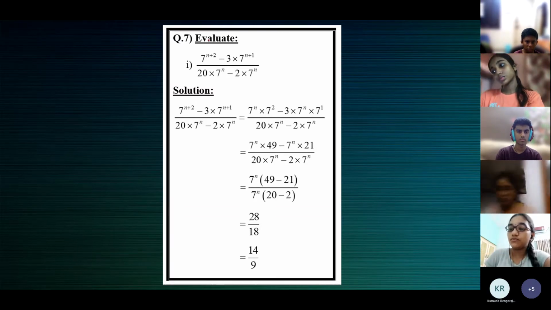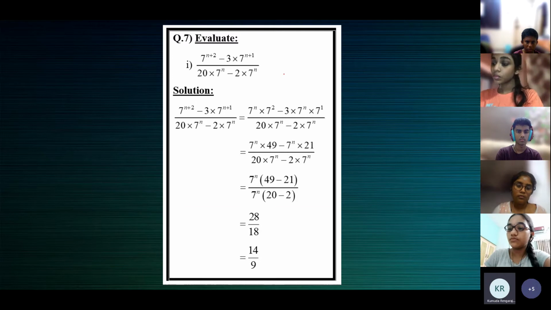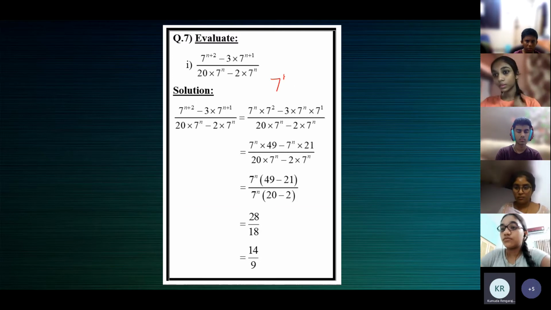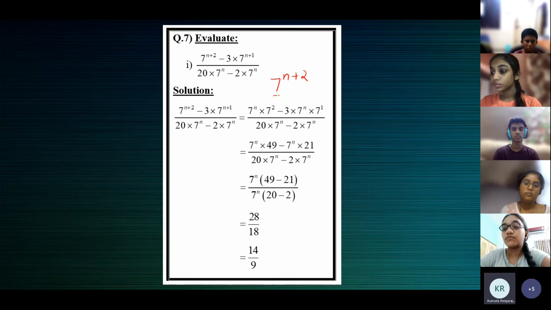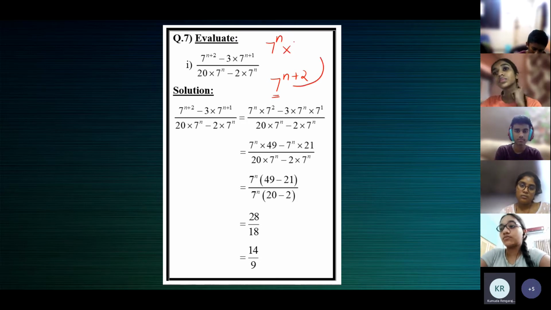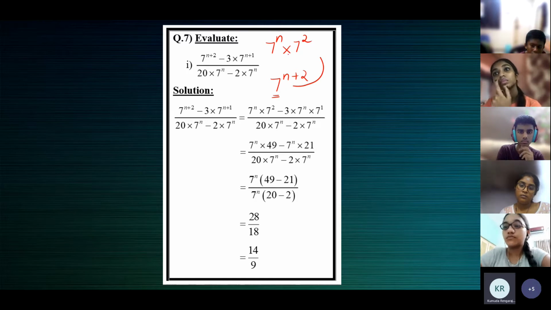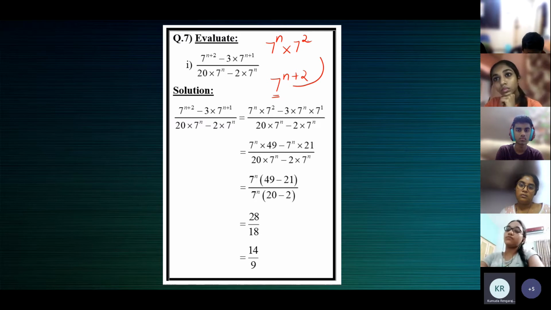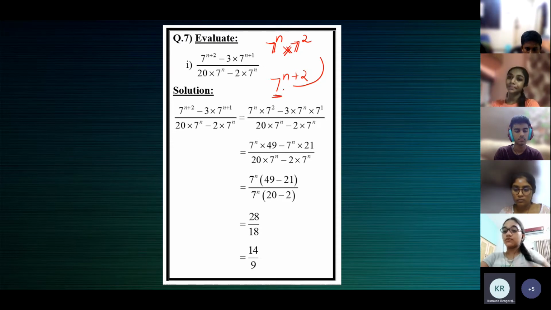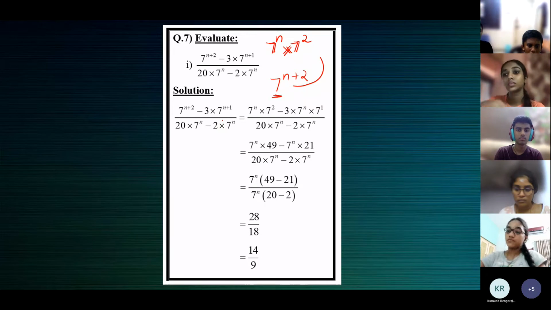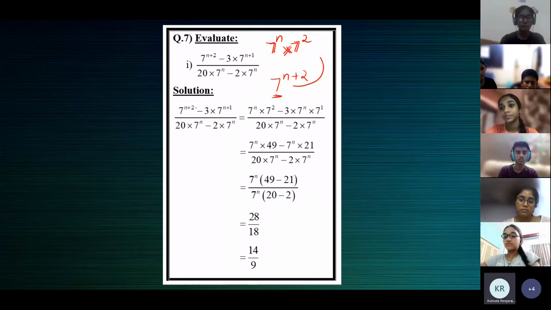All right, children. So we are writing the earlier step of 7 to the power n plus 2. How do you get a result like this? The earlier step should have been 7 to the power n into 7 to the power 2. So then bases are same, 7, and it's multiplication. We add the powers and we get the result as 7 to the power n plus 2, correct? So it's like writing the earlier step.